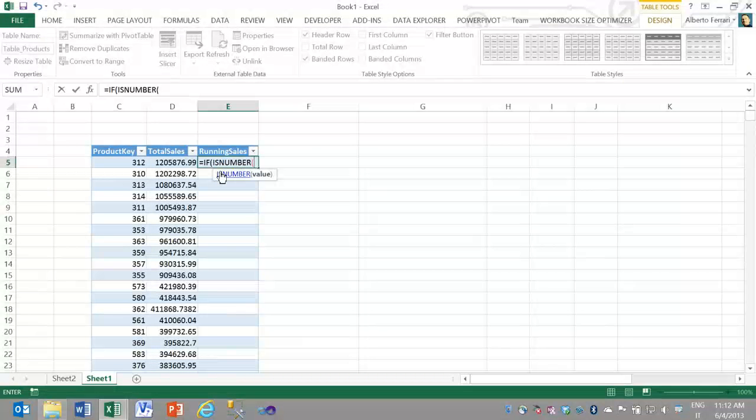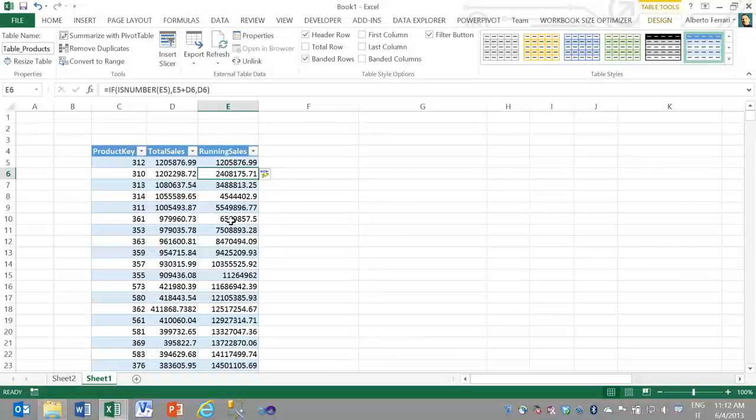We are in E5, so E4, then take E4 plus D5. Otherwise, take D5. If I'm lucky enough, yep, we got the formula working. And this is just Excel, nothing more complex.